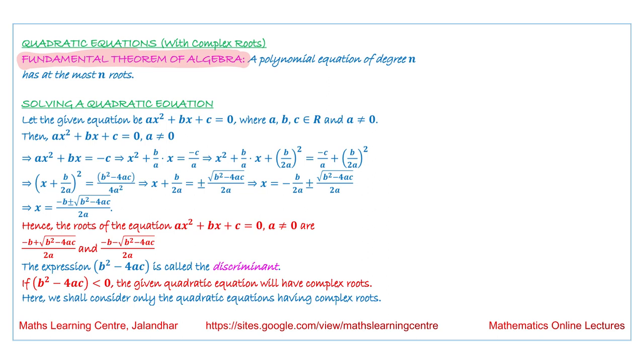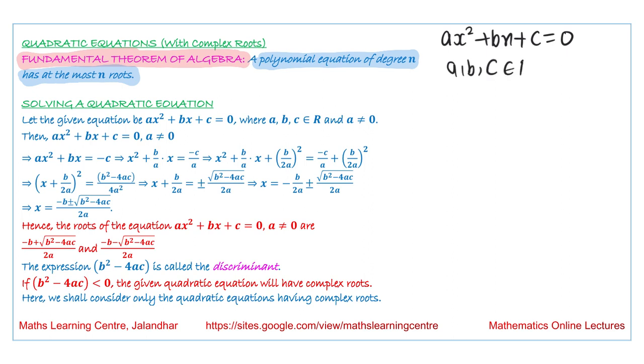A polynomial of degree n has at most n roots. So if we are talking about a quadratic equation, it will have at most 2 roots. So if we are looking at the quadratic equation ax square plus bx plus c is equal to 0, and we are saying these a, b and c are real numbers, and a is not equal to 0, then the degree of this equation will be 2 and it will be a quadratic equation. Then the solution of this equation is given by the formula.